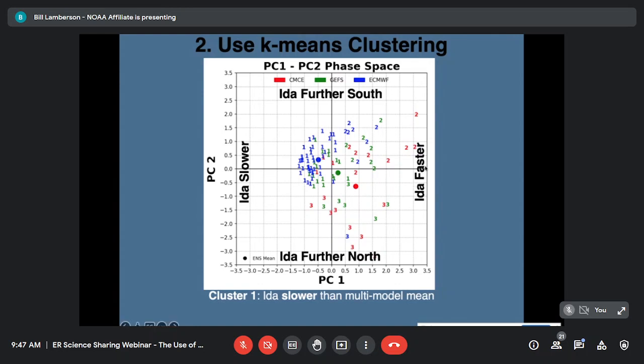Looking at cluster 2, they inhabit this upper area of the phase space with principal component for EOF1 that is positive and for EOF2 that is positive. So the physical interpretation for cluster 2 is that IDA is faster and further south than the multimodal mean. And then finally, looking at cluster 3, it's down in this bottom part of the phase space. So the physical interpretation is that IDA is faster and further north than the multimodel mean.